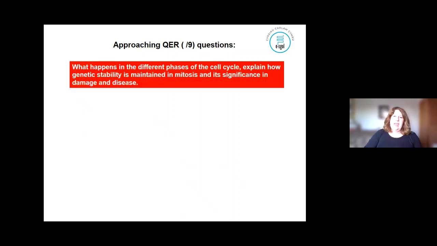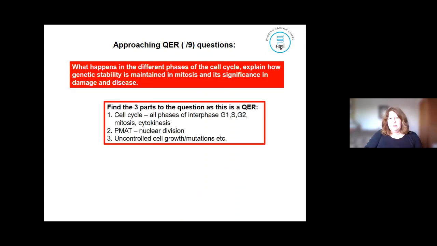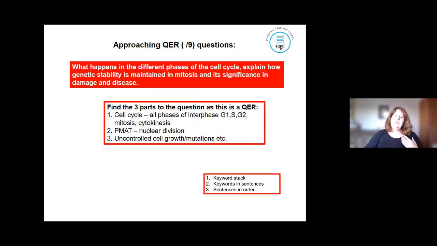Okay, and once again, I do like to include a little bit of information here on a QER question. So what we've got here is the question, which is in 3 parts: the different phases of the cell cycle, how is genetic stability maintained in mitosis, and what's the significance in damage and disease? And we know we'll have 3 parts to that question, which, as usual with me when I approach these questions, as you may know by now, I get all the keywords together, then I put them in a sensible order, and then I can get my sentences ready in order to link each sentence next to the other, but in a sensible order.